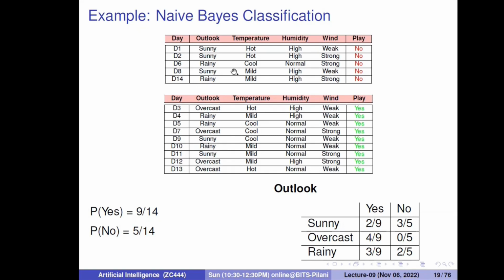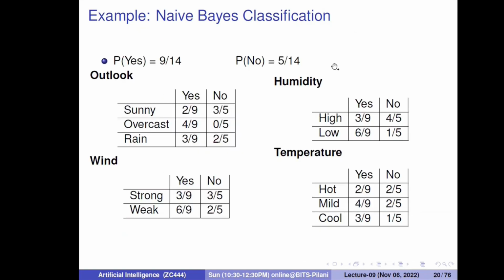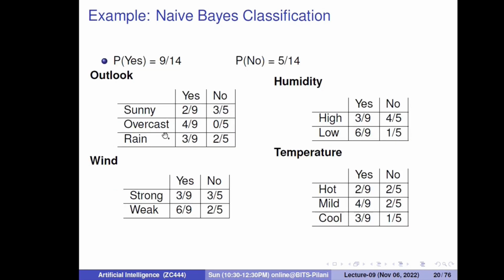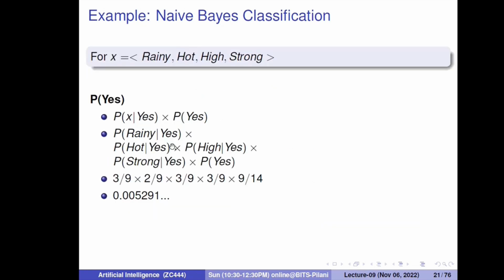So with respect to outlook, temperature, humidity, and wind, you find similar values in the table, and then you can combine these values to find the probability of yes and the probability of no. This was the formula: x given yes, times the probability of yes. X given yes is rainy, hot, high, and strong, everything. So rainy given yes, hot given yes, high given yes, and strong given yes. These probabilities we can find from the previous table. For example, rainy given yes is 3 by 9.